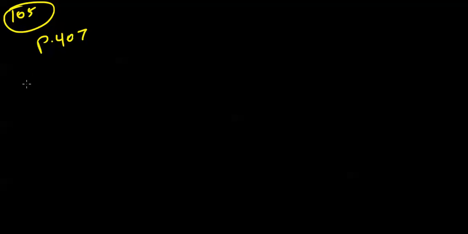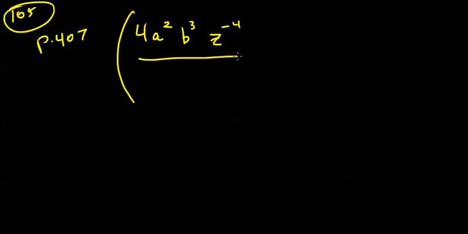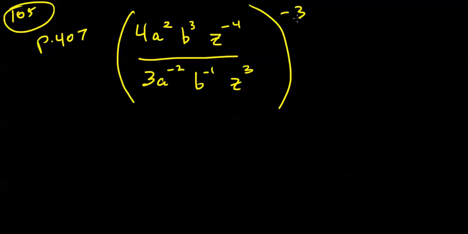Now, don't run away. This one looks a little nasty, just like the last one did. We've got kind of a complicated expression. 4a squared b cubed z to the minus 4th power in the numerator divided by 3a to the minus 2 b to the minus 1 z cubed in the denominator, and the whole mess raised to the minus 3 power.